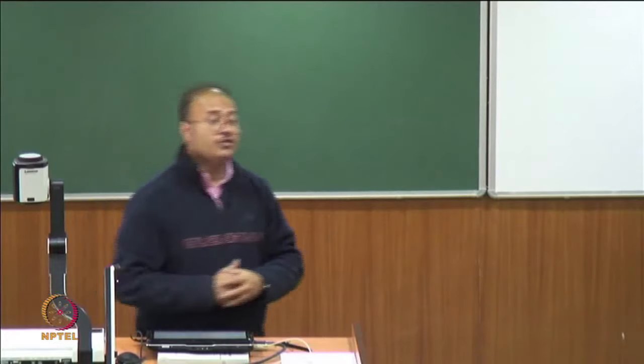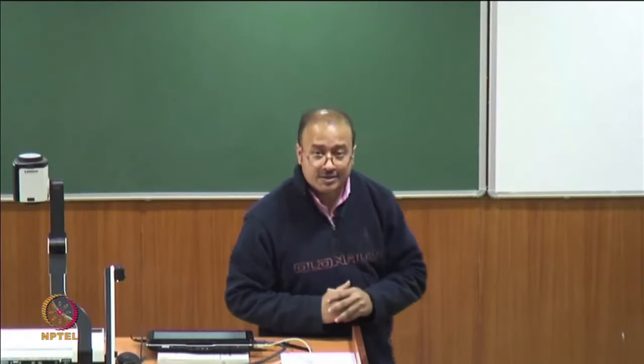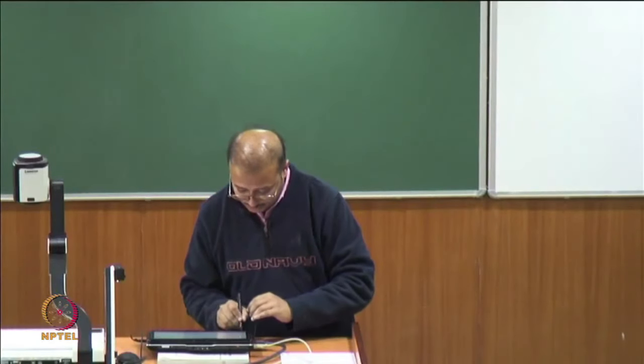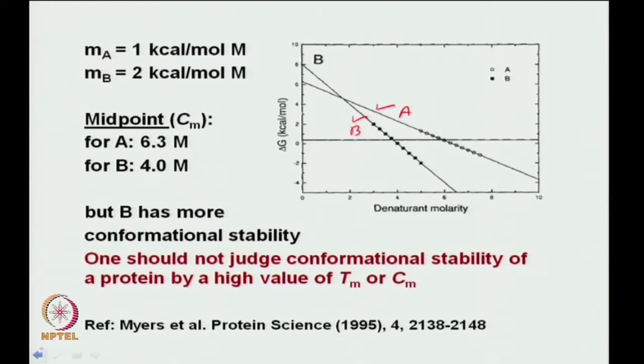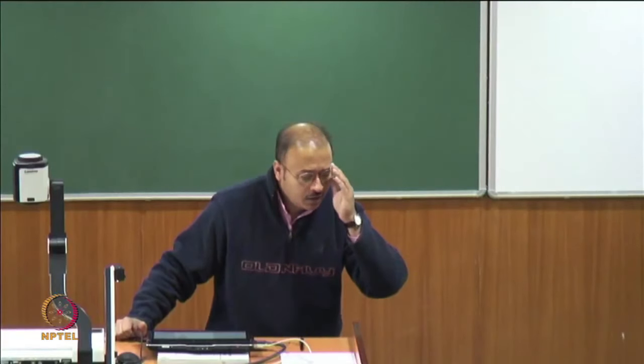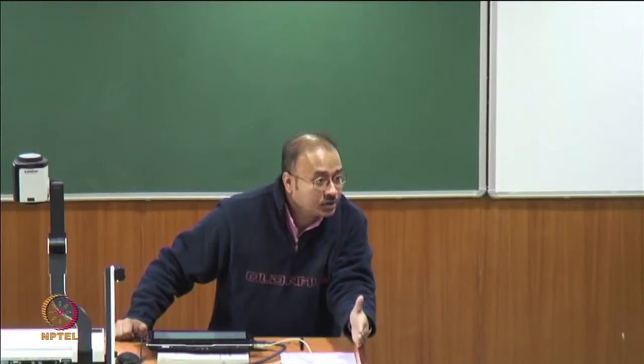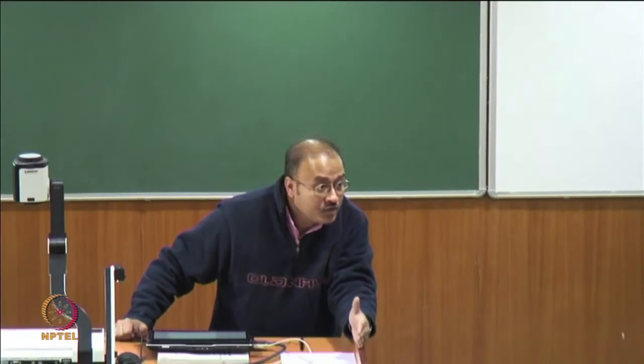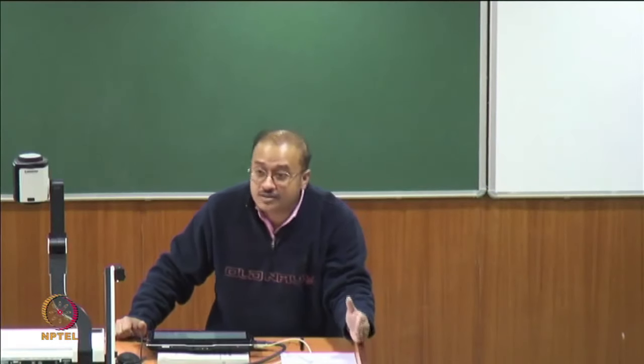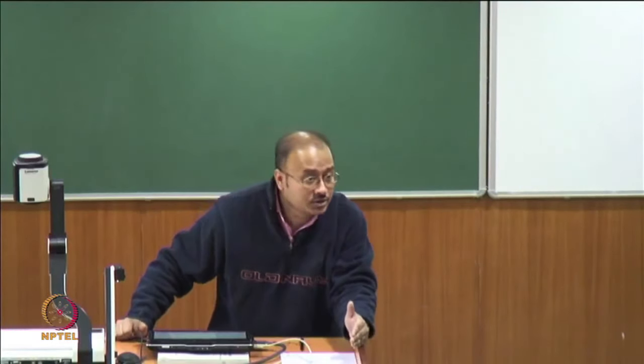So, again, one should not be judging conformational stability from either a higher Tm or a higher Cm. So, what it means is your Tm or Cm essentially just gives you this information. What information does it give you? It is just that temperature where I have 50% denaturation.